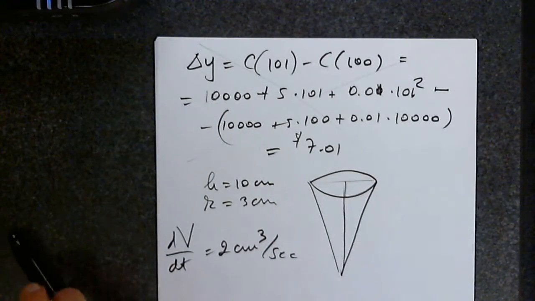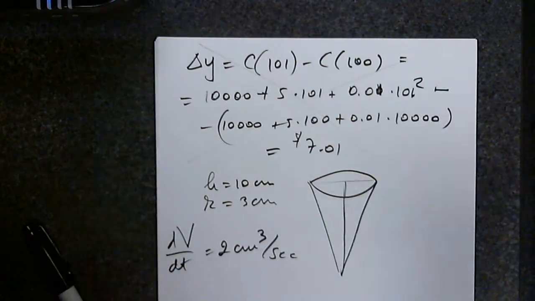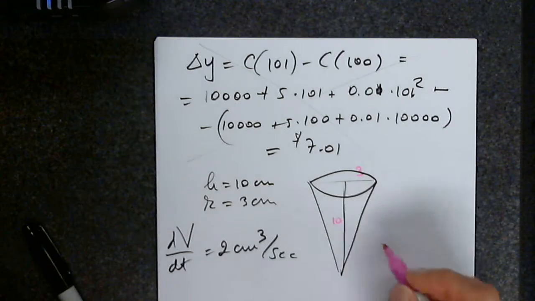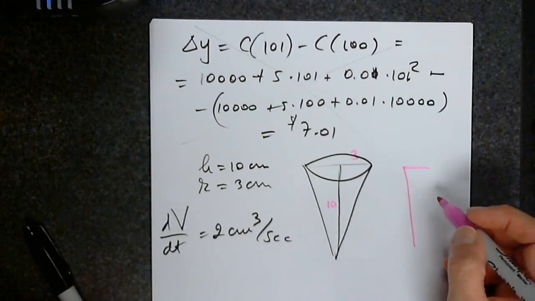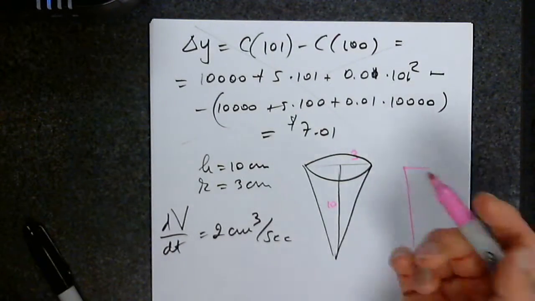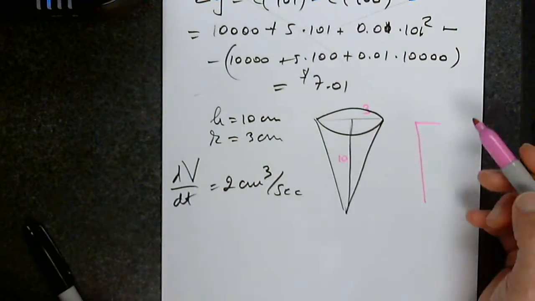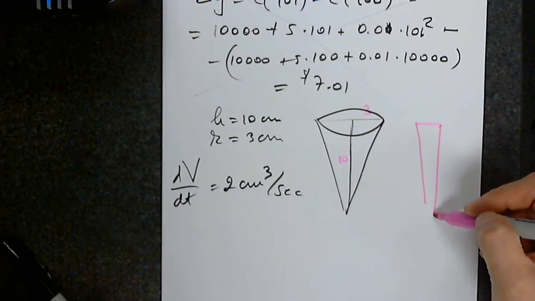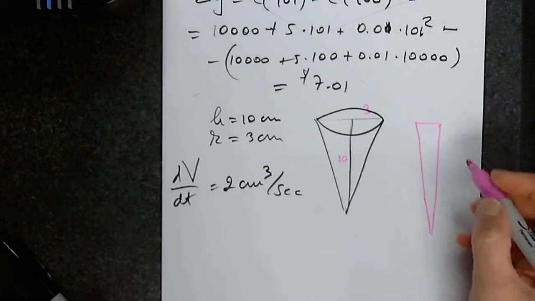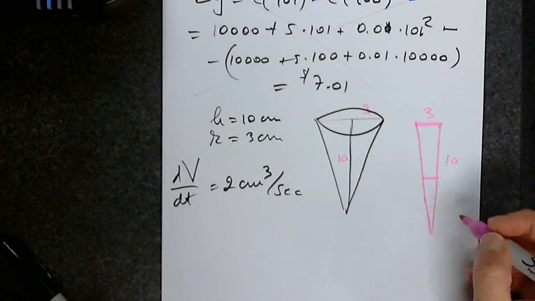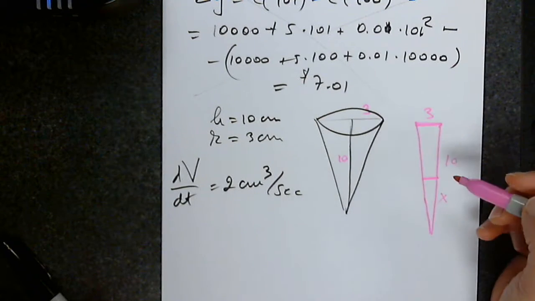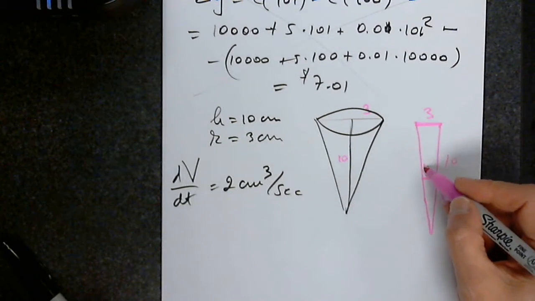Okay. So we have 3 here, 10 here. I can use this side. So this is 3, this is 10. This is x, and this is y.